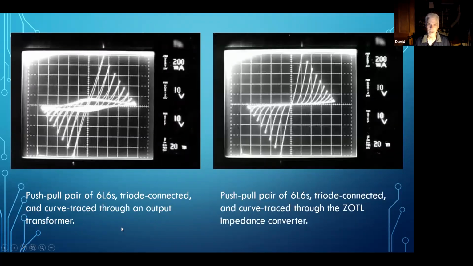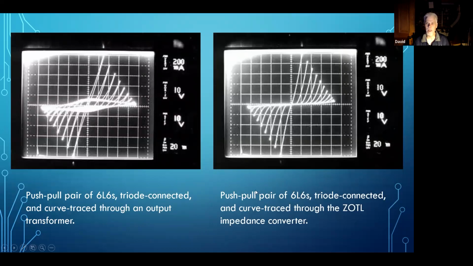And just for chagrins, let's use a push-pull pair of 6L6s, triode connected, and curve traced through an output transformer. So I've used a curve tracer in the AC mode, and curve traced through a transformer, and you get kind of a mess.